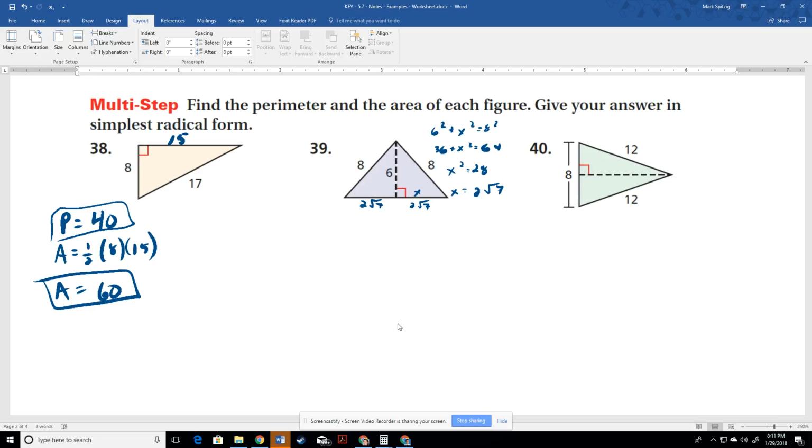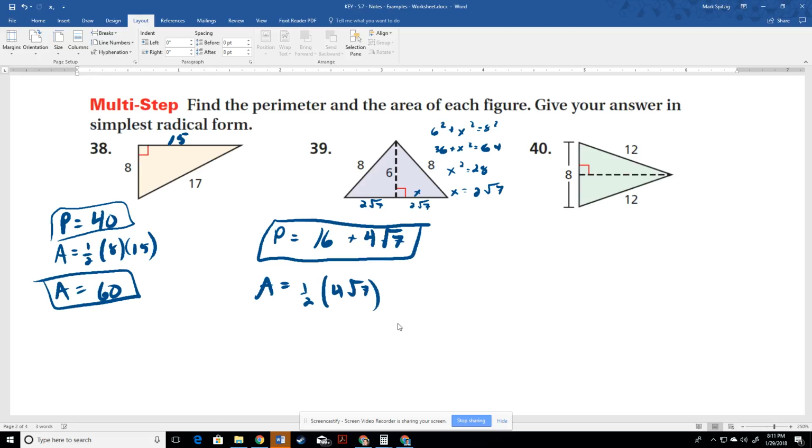So our sides are 8 and 8, which is 16. And then our bottom side is 2 radical 7 and 2 radical 7, aka 4 radical 7. So that's our perimeter. Love it. Great answer. Our area is still 1/2 base, which our base, we already said, was 4 radical 7. Our height they gave me was 6. So we can just say 2 times 6, 12 radical 7 is going to be our area.